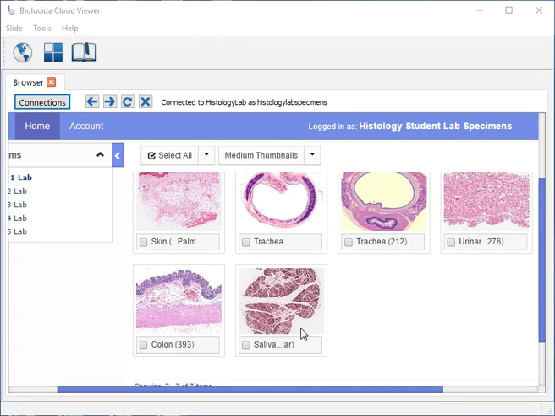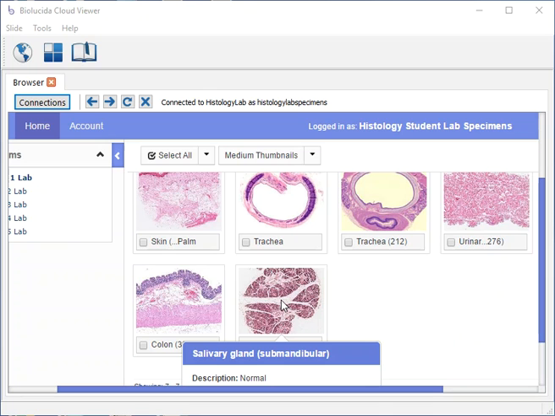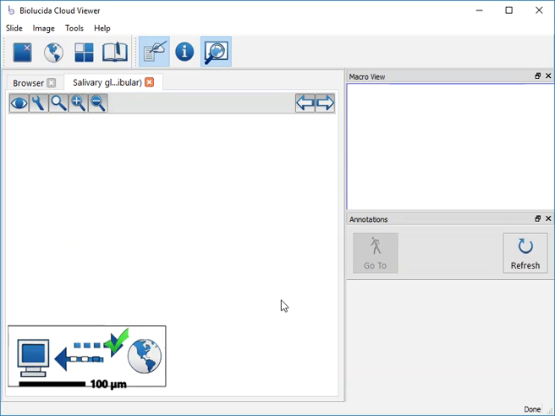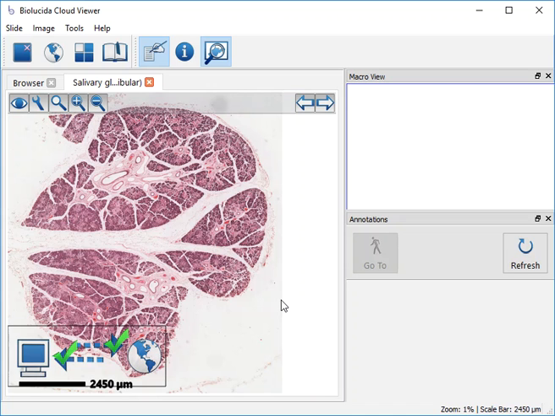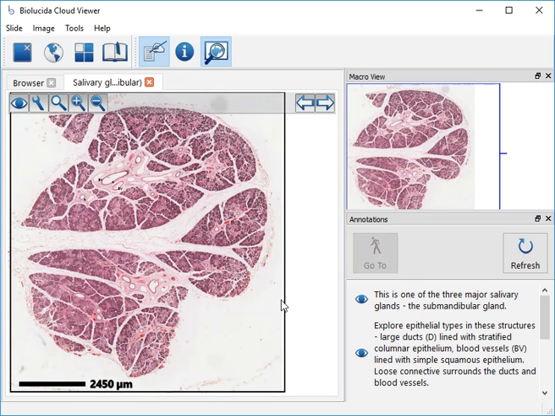Okay, this is an overview of the salivary gland specimen in Module 1 Biolucid Lab collection. And this happens to be the submandibular gland. There are three major salivary glands in the body, and we're using this one for you to see examples of mucus cells, serous cells, and some large ducts lined with simple or stratified columnar or stratified cuboidal epithelium, and small ducts lined with simple columnar and maybe even simple cuboidal.